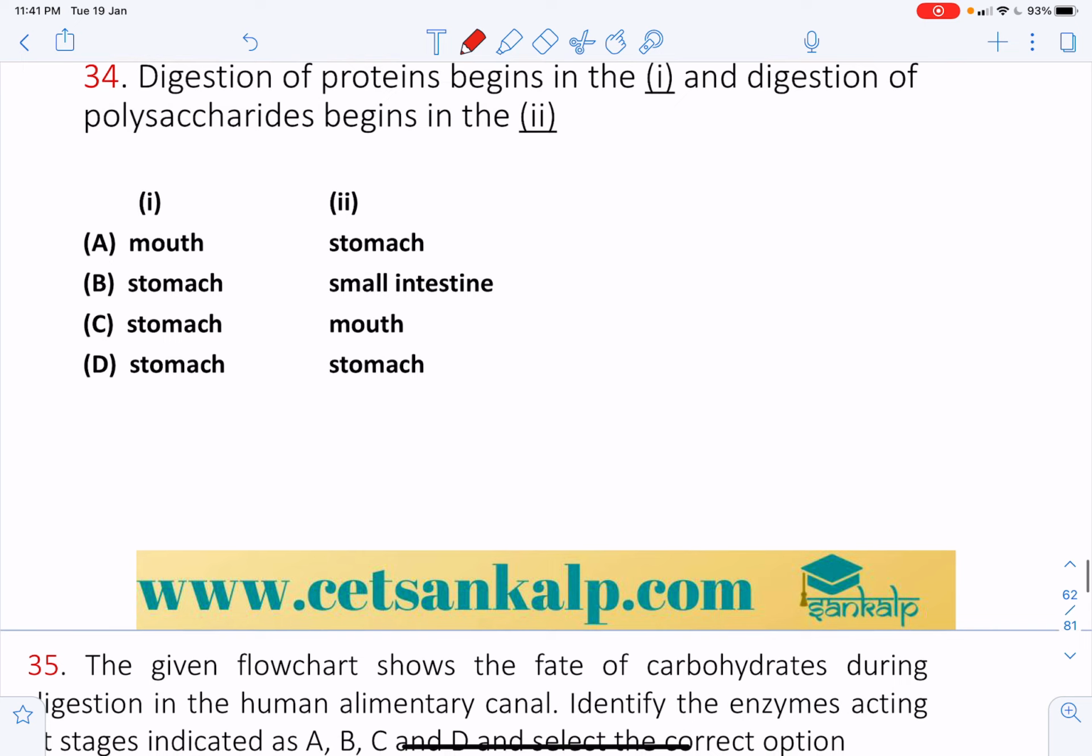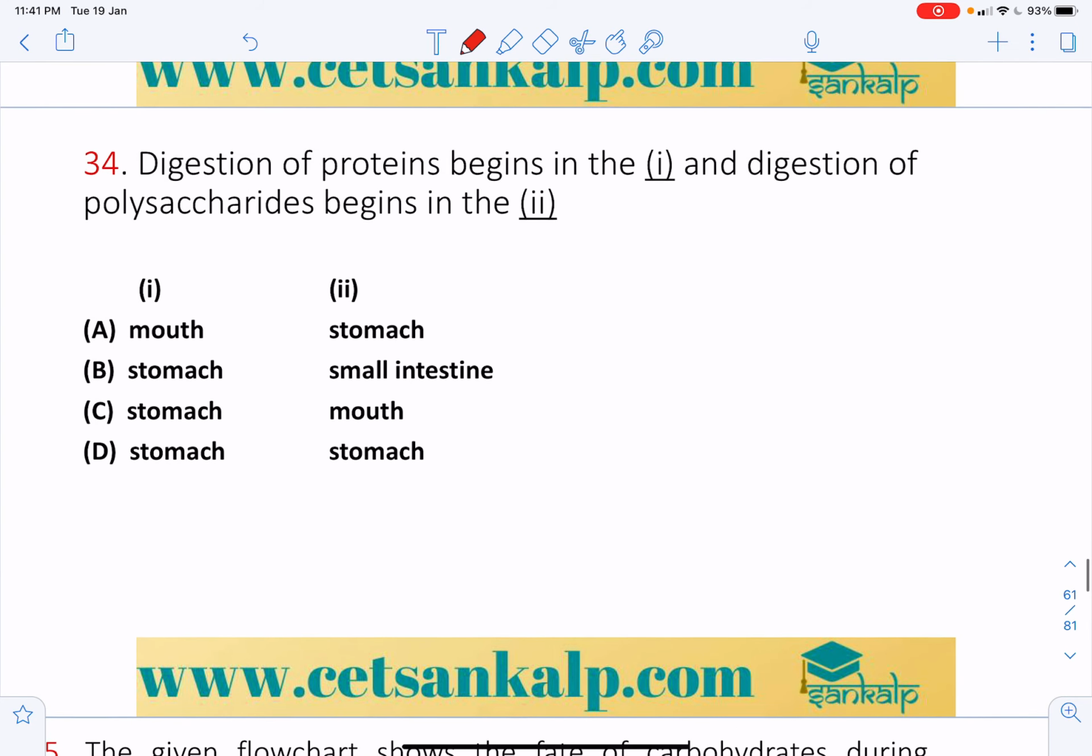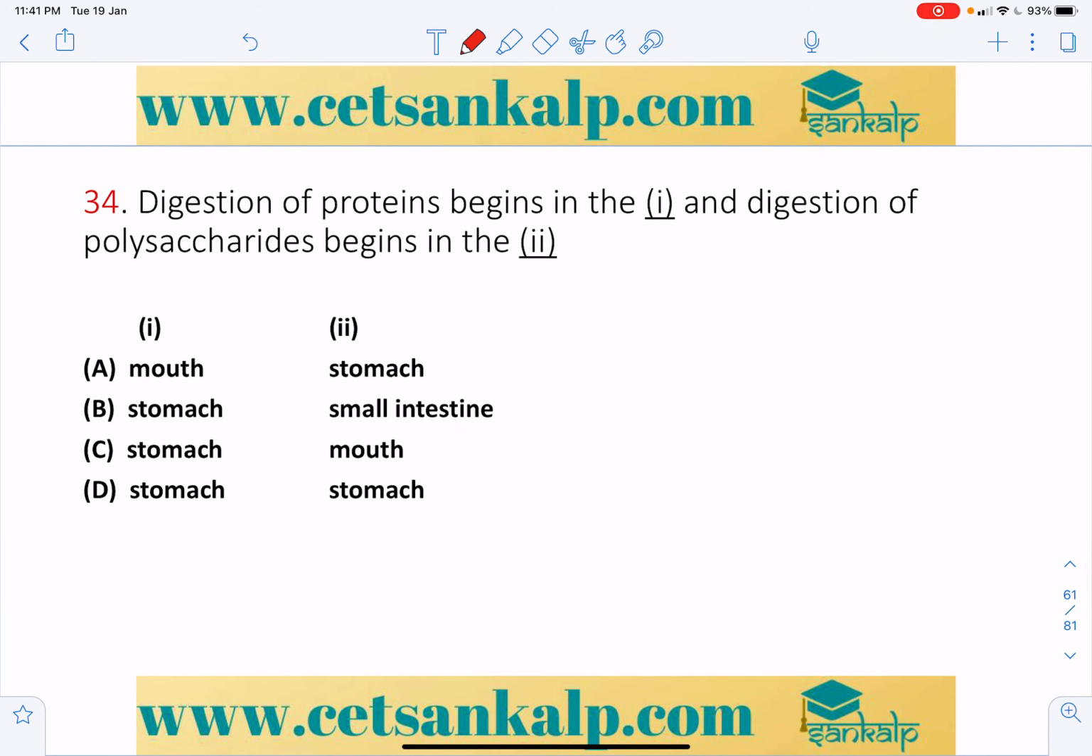So let us take that. Before going to fat digestion, let us take some questions related to these things. Digestion of protein begins in, as we all know, chief cells are present in the stomach, and the required acidic nature is also there in the stomach, 1.8 pH. Hence protein digestion begins in the stomach, right?